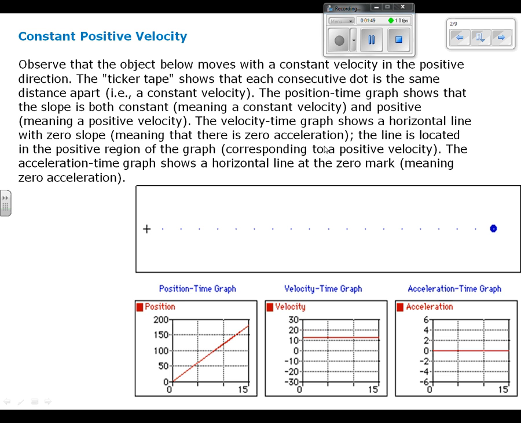It's at 0. How come? Because the slope of the velocity time graph is flat, right? What's the slope here? Flat or 0, which means the acceleration is 0. So those three graphs all go with this kind of motion. Does that make sense? Nod. Say, yeah, that makes sense to me.